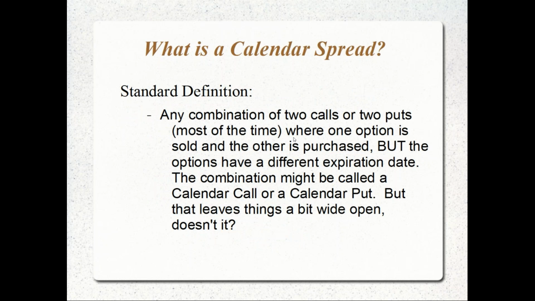Now, a calendar spread. The standard definition of a calendar spread is any combination of calls or puts where one option is sold and the other is purchased. So we're selling one call and buying another call, or we're selling a put and buying another put. But the options will have a different expiration date.